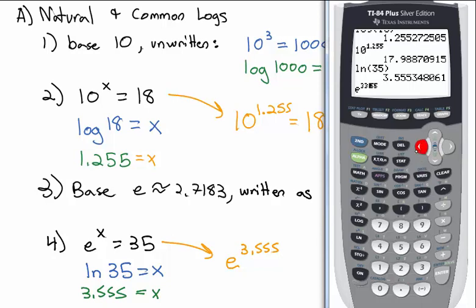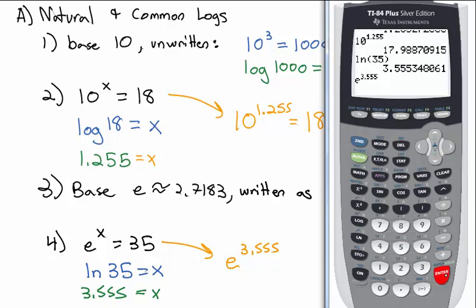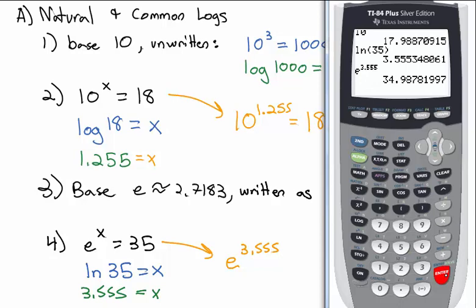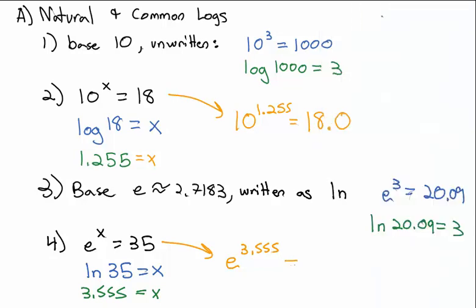3.555, an extra 3 again, 3.555, should be just shy of 35, and indeed if we rounded to the 10th place it would be 35.0.